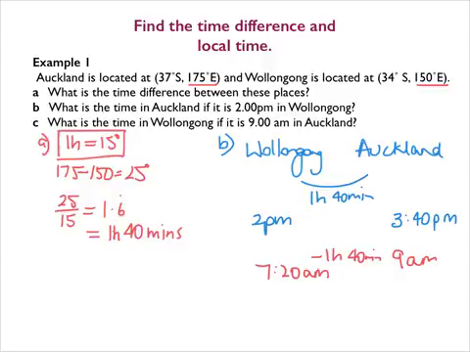Wollongong, Auckland. Make sure that Auckland's on the right because it's further east, so that means it's ahead of time, and then put Wollongong on the left. You put your time difference that you'd already worked out, and then you can just put underneath the different amounts you've got, it's quite easy to know whether to add or subtract.